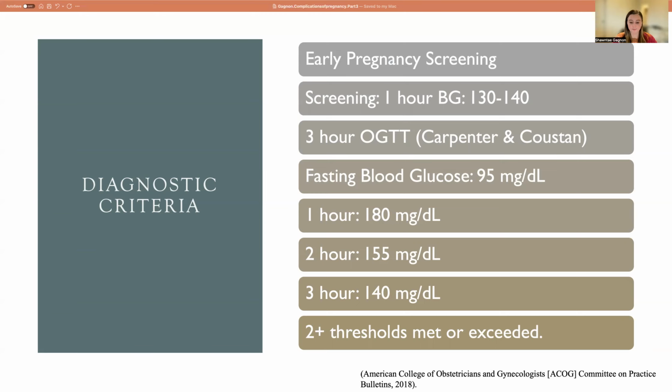So the screening most commonly used is the two-step approach. This is where we do a 1 hour screening, a 1 hour screening of a woman who will intake 50 grams of oral glucose, usually in the form of a drink, but there are a few foods that she can eat. And then an hour later, her blood glucose levels will be tested.